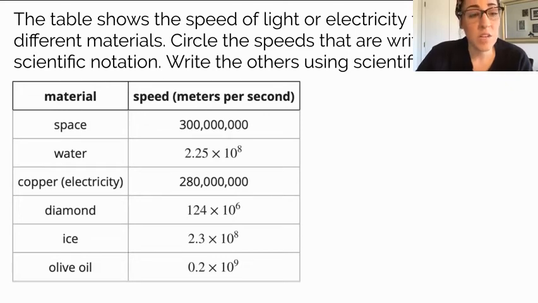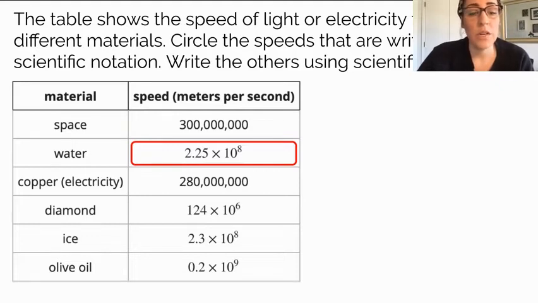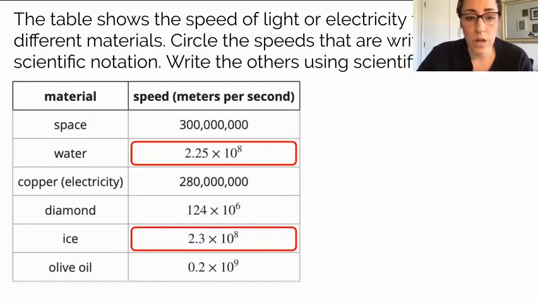Okay, so in this table, there's actually only 2 materials that are written in scientific notation. The first one is water, because that first factor is 2.25. It's greater than or equal to 1, but less than 10. And ice, whose first leading factor is also greater than or equal to 1 and less than 10. And both of their second factors are integer powers of 10. Which means the remaining materials are not written in scientific notation.